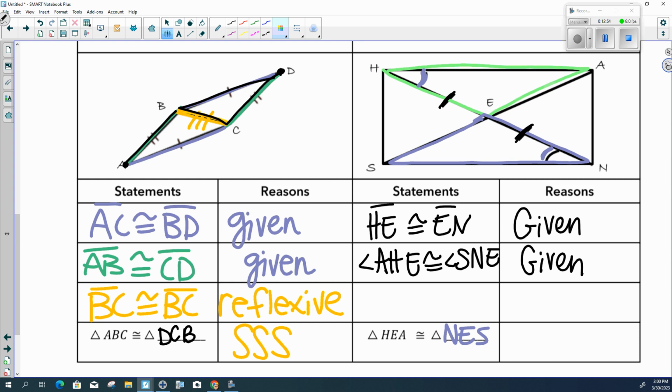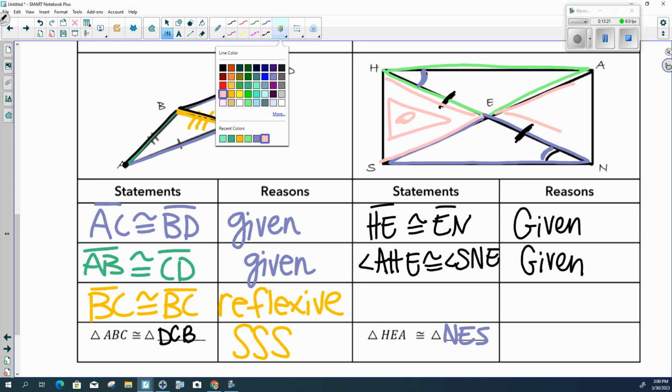So I see a lot of shared sides. Like this is a shared side, but not with the purple and the green triangle. It's with the purple triangle and this triangle that we're not even using. In fact, that happens 4 times. This is a shared side, but I don't care about that. These are shared sides. So a reflexive property is there, but it's not helpful at all to get me closer to proving the green and the purple triangle are congruent. So what could we do?